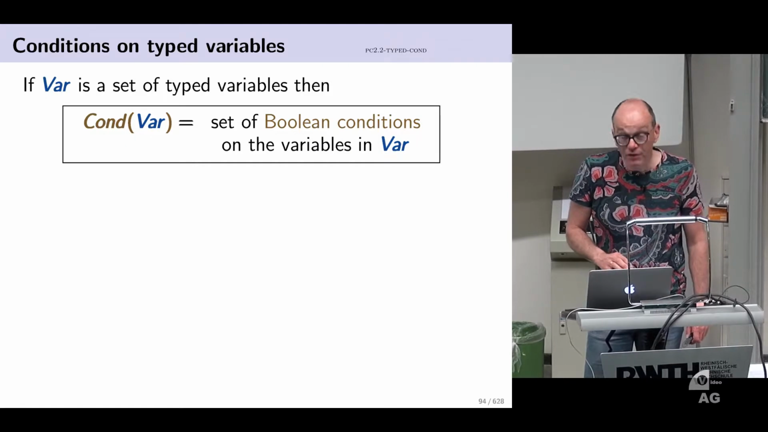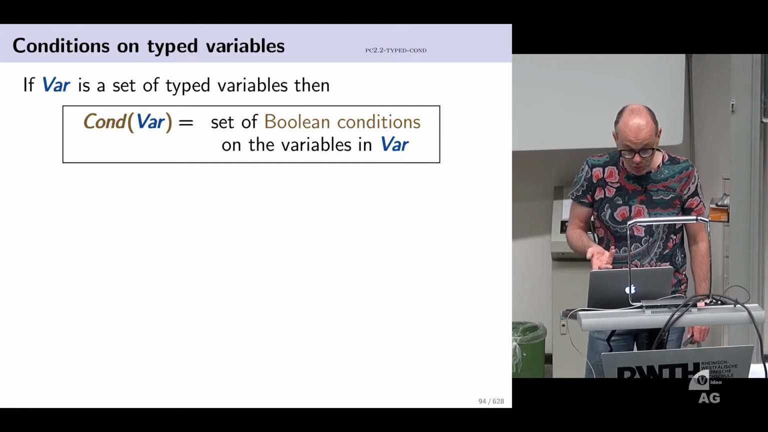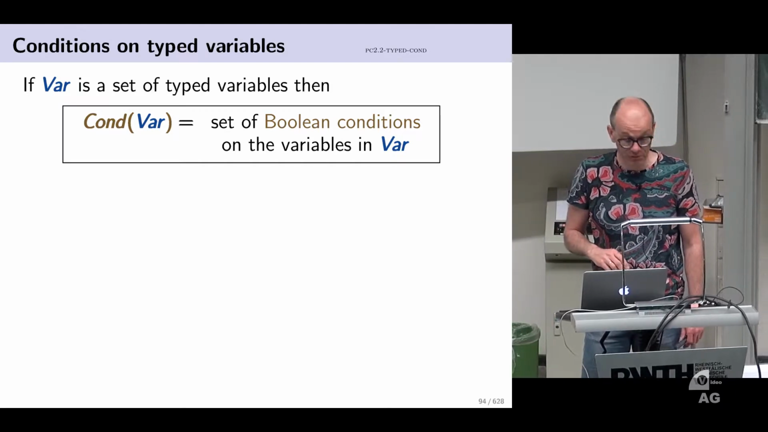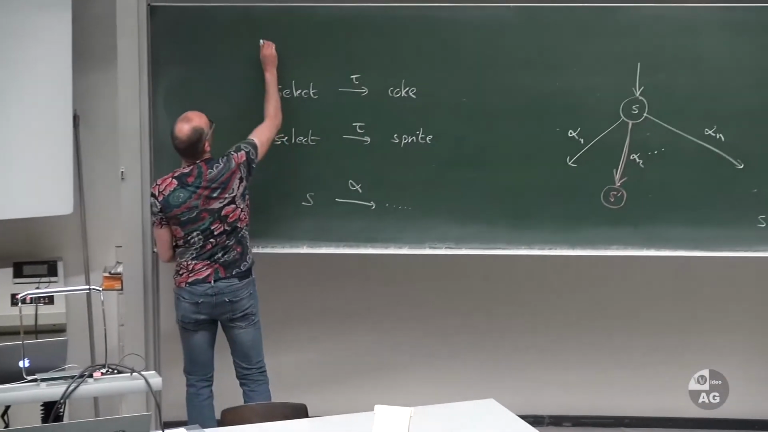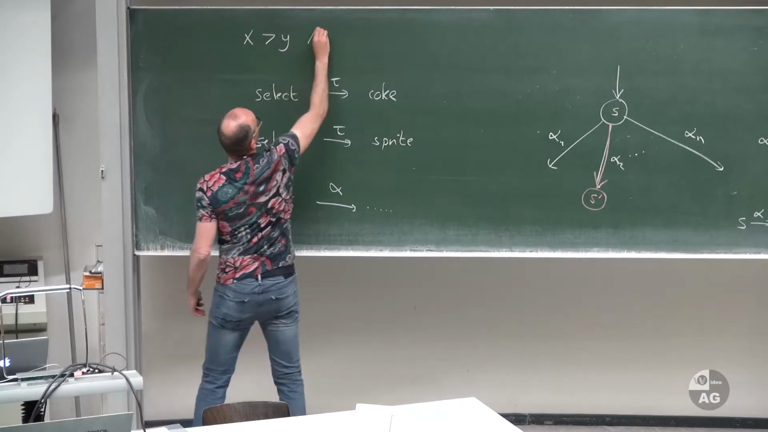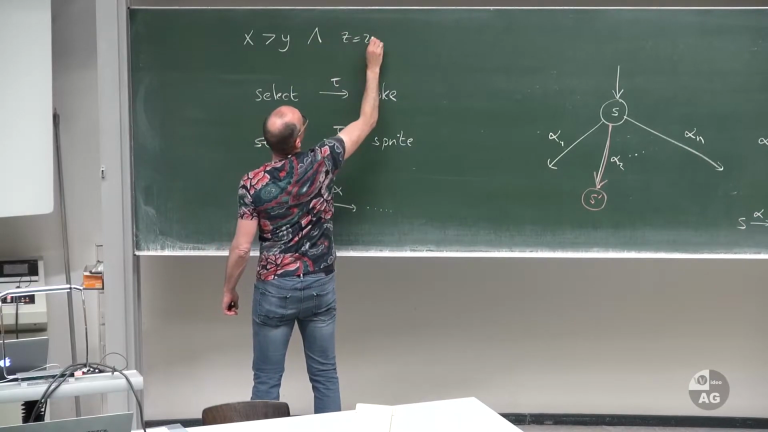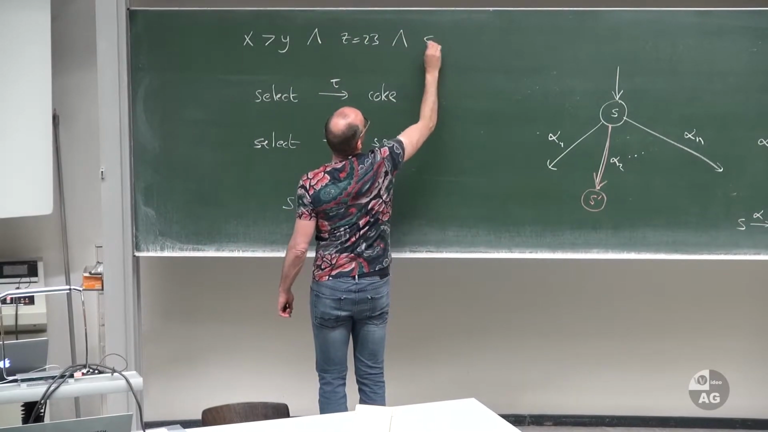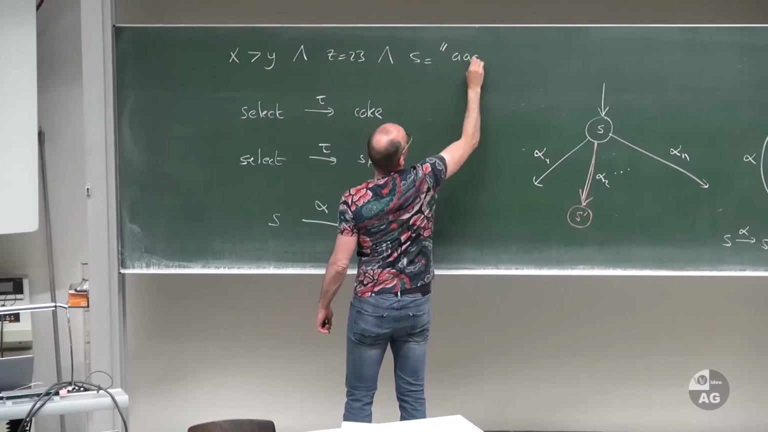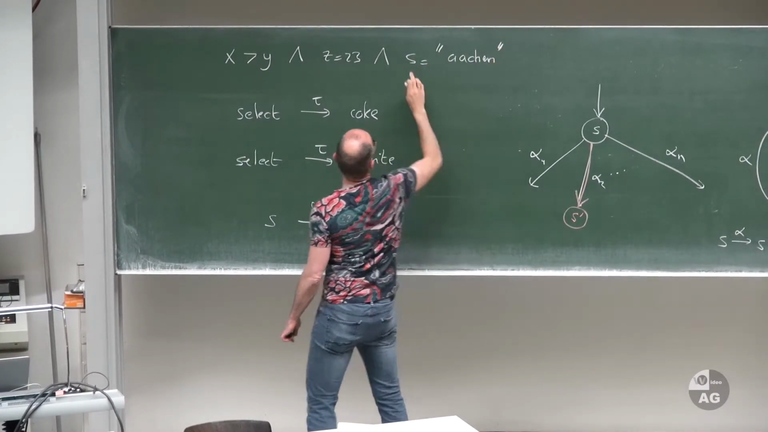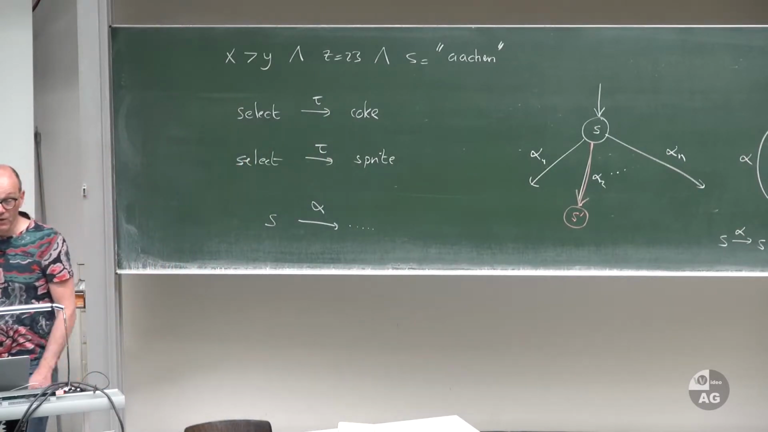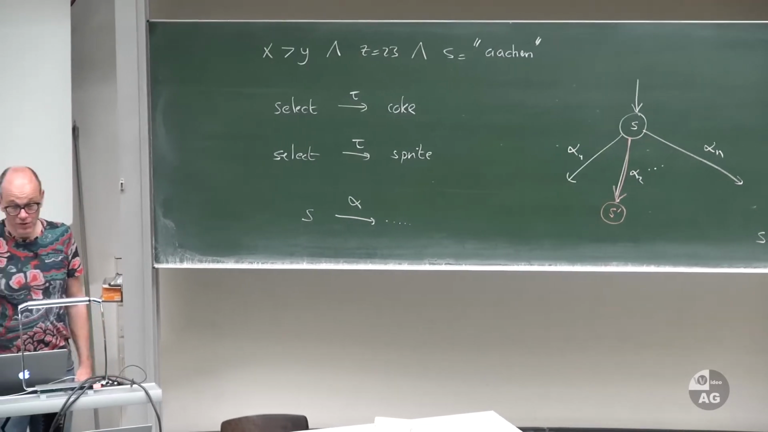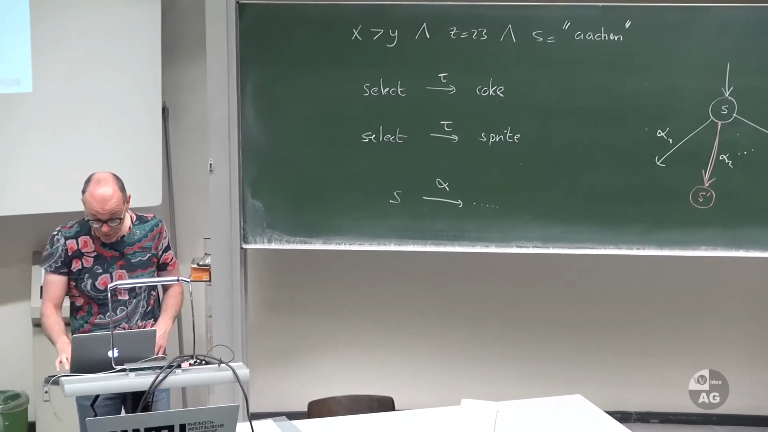Good. So what's the condition? We know what variables are. So what is the set Cond(Var)? It is the set of Boolean conditions on the variables. So things like this, right? Maybe I can write down that x is larger than y, and maybe z equals 23, and s is something. So we have a string variable, we have an integer, and maybe we have two integers that we compare, and the condition could be something like this. So this is a Boolean expression over variables.